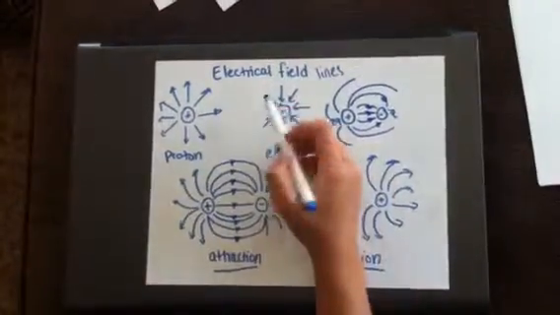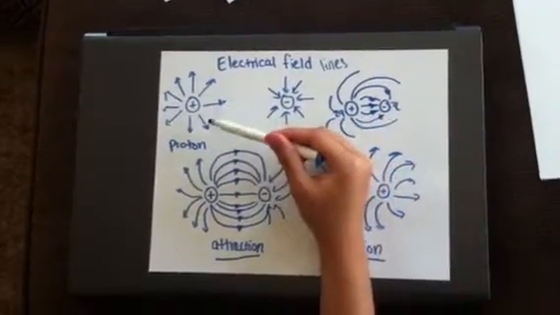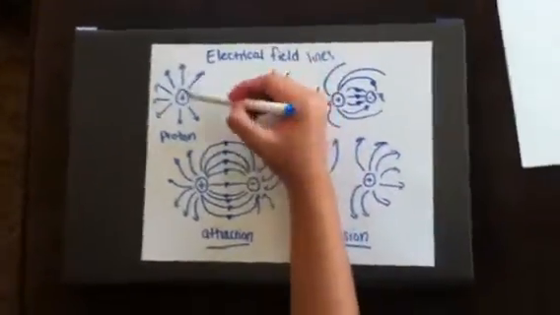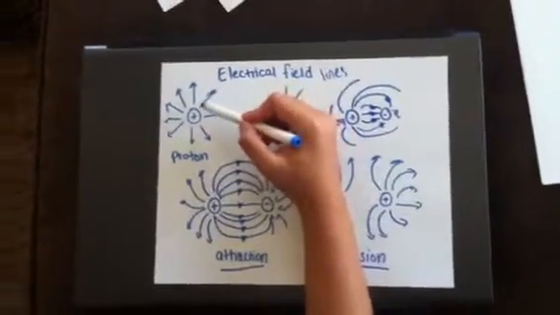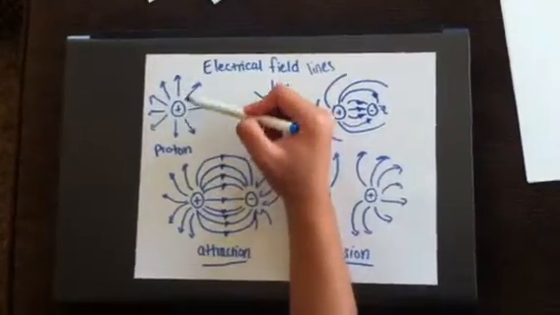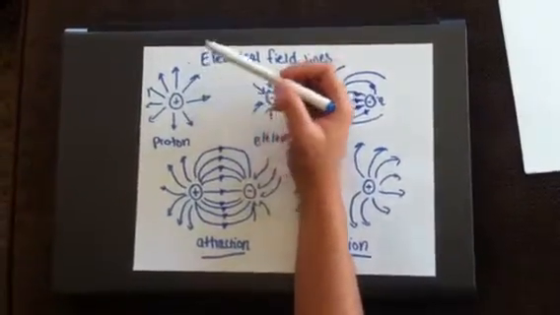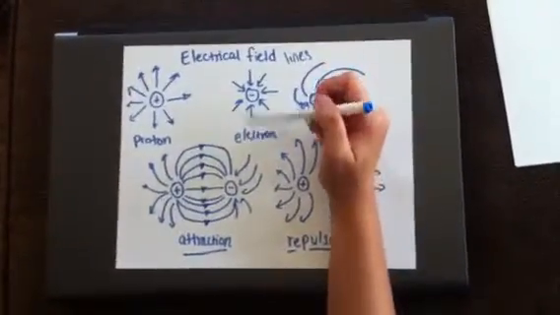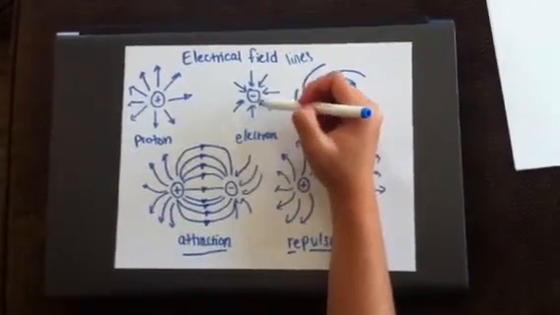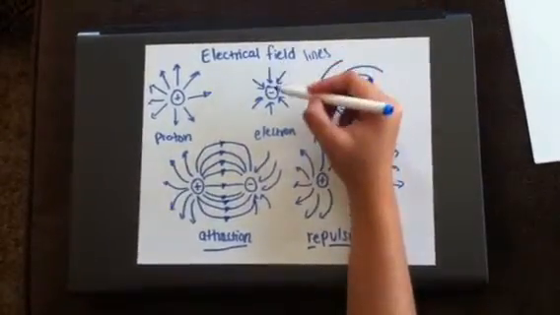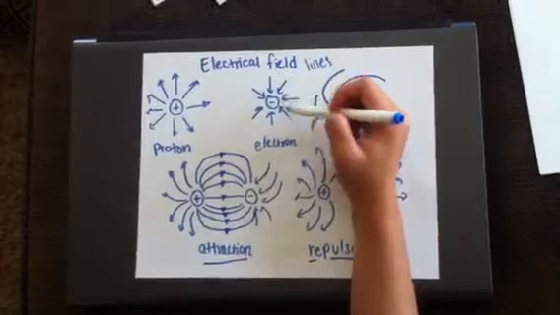So this is electrical field lines, and what we have here is the diagram of the proton, or the positively charged particles. And as we can see, the lines are coming outward of the proton. Electron has the field lines coming towards it. Electron is also known as negatively charged particles.